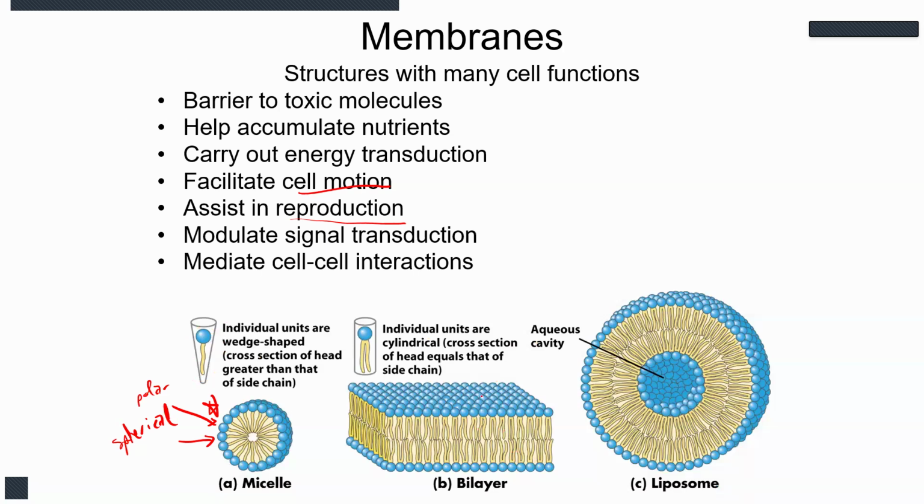Now, if we transition and go over to a bilayer, hearing the phrase lipid bilayer isn't too crazy of an idea. We've got that polar head group and then non-polar tails. Again, we've got two non-polar tails, and the individual units of these are cylindrical.